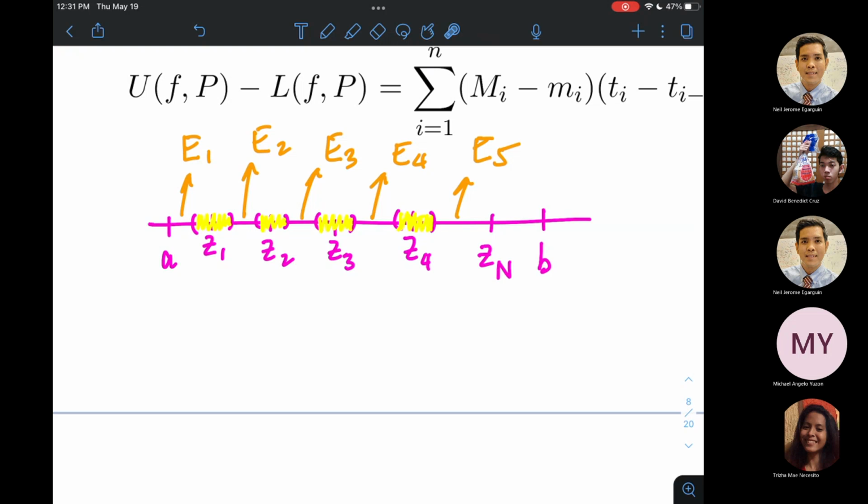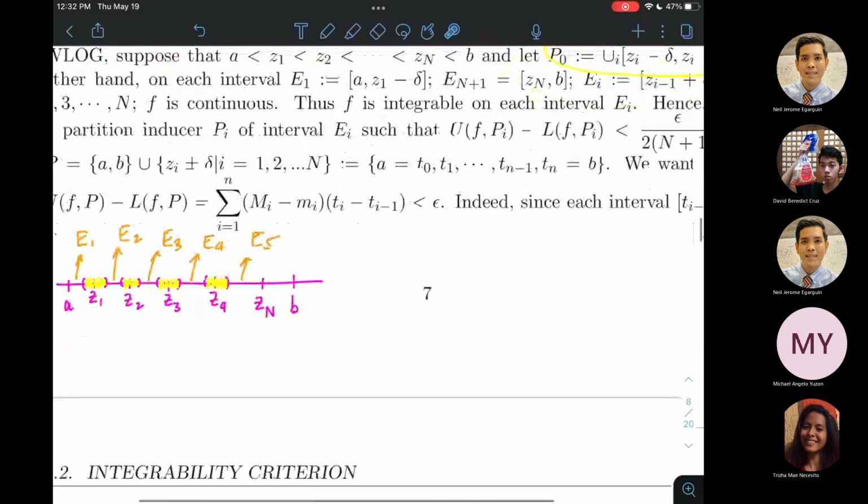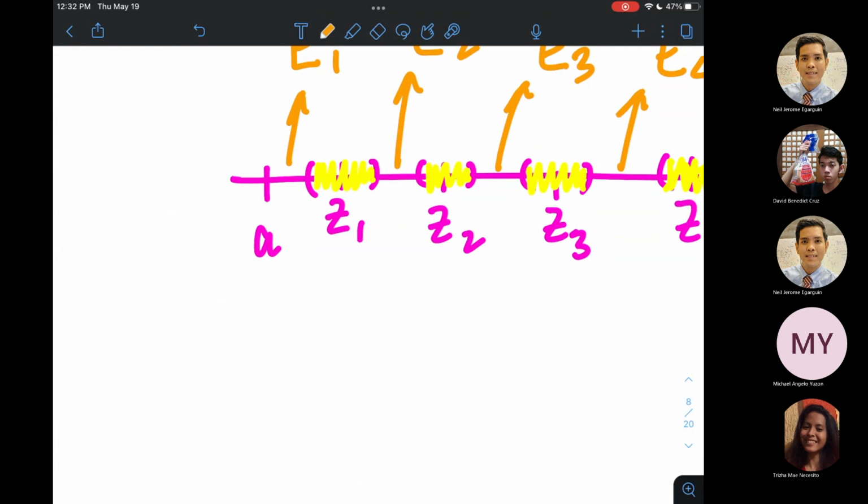So parang dito nakabuo ako ng dalawang klase ng subintervals. Meron akong orange subintervals, yun yung mga E sub i's, kung saan continuous yung function f. Tapos meron akong yellow subintervals kung saan may laman sila na isang point of discontinuity. Alright? Tapos, okay. Then si f ay continuous sa bawat isang E sub i. So ibig sabihin si f ay integrable dito. F is integrable here.